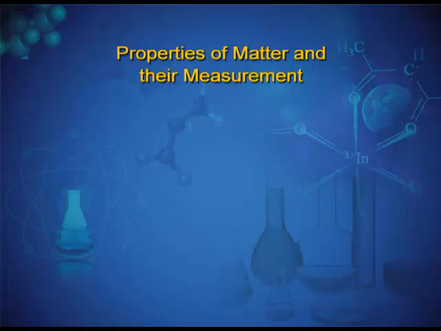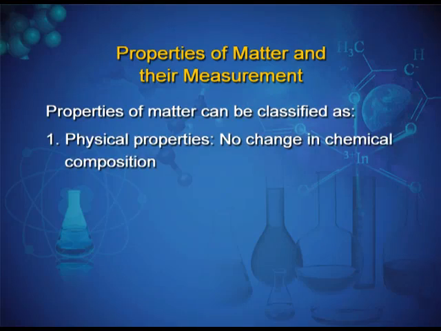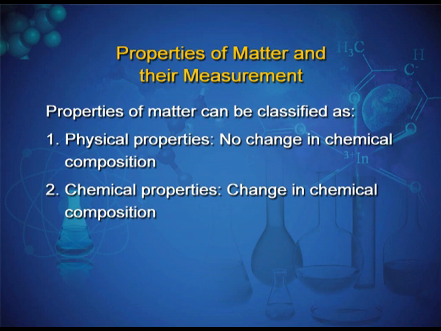Properties of matter and their measurement. Properties of matter can be classified as physical properties and chemical properties. In physical properties there is no change in chemical composition, while in chemical properties there is a change in chemical composition.